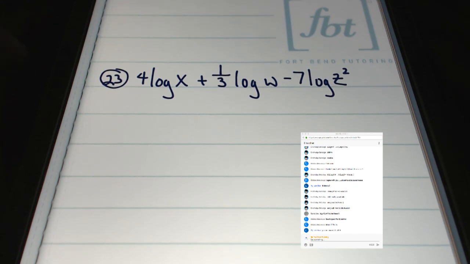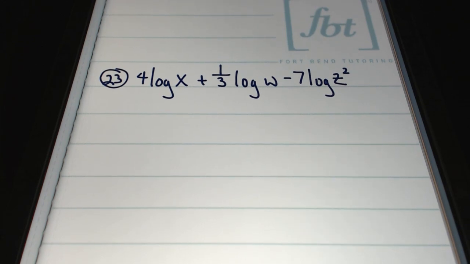Let's check out, guys. Thanks, Lewis. I appreciate that. Let's check out problem number 23 here. Problem number 23 is in the house. We have 4 log of x plus 1/3 log of w minus 7 log z squared. Okay? So with this problem here, we want to rewrite this as one single logarithm.